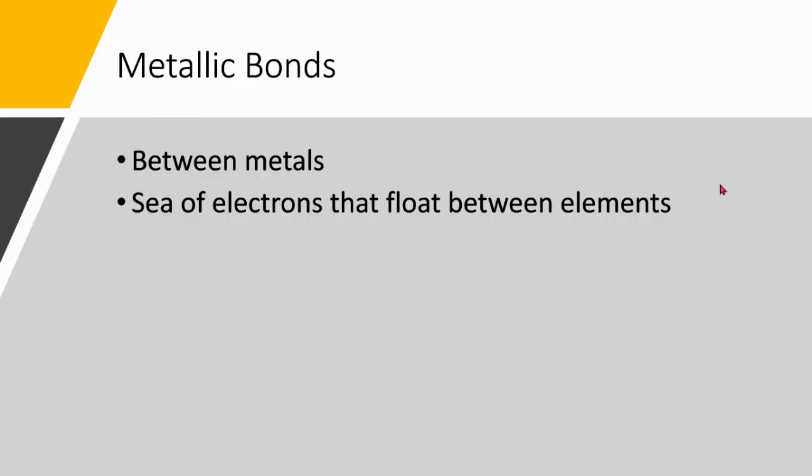But we'll move on to our next kind of bonding. This one is just one slide. It's called metallic bonds. We've been talking about bonds between metals and nonmetals or between just nonmetals. Metallic bonds are between just metals, and it's basically the sea of electrons that float in between the elements. That's why metals are usually really good conductors, because the electrons are floating, carrying all that energy. But that's all you need to know about metallic bonds, nothing too crazy.